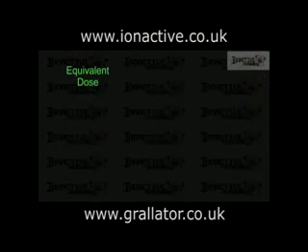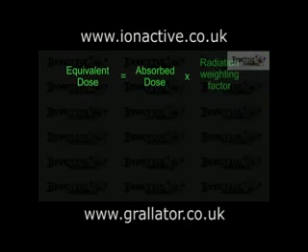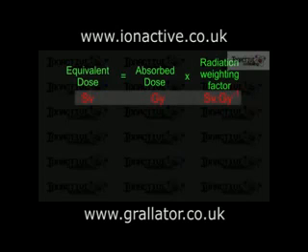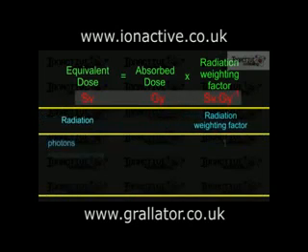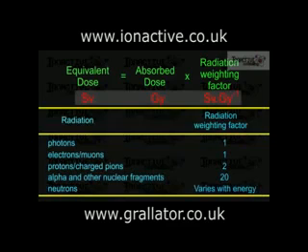To obtain the equivalent dose, the absorbed dose is multiplied by a radiation weighting factor that accounts for its effect on biological tissues. The unit of equivalent dose is the sievert. To obtain an equivalent dose of 1 sievert requires an absorbed dose of 1 Gray of gamma radiation, 1 Gray of beta radiation, or 1/20th of a Gray of alpha radiation, as alpha radiation is 20 times more damaging.